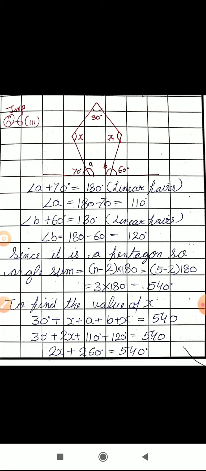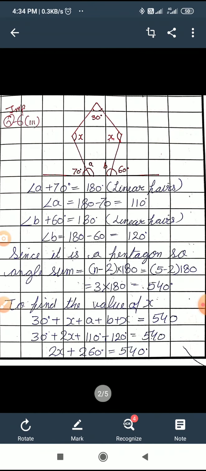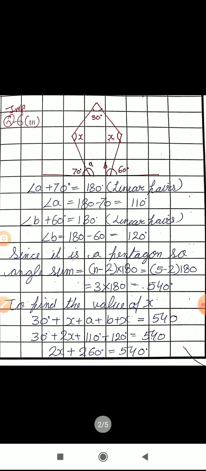One of the angles is 30, another is x, the third is A, the fourth is B, and the fifth is x, and the sum of all of them is 540. So I have made a sum of all of them, and 540 is the sum. Now in place of A I have substituted 110, in place of B I have substituted 120, and x will be added to x to make 2x. Now all the variables have been added, all the constants will also be added.